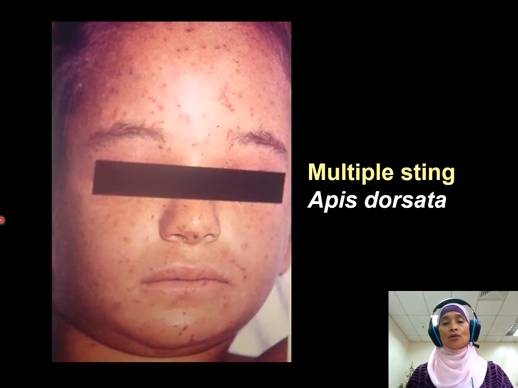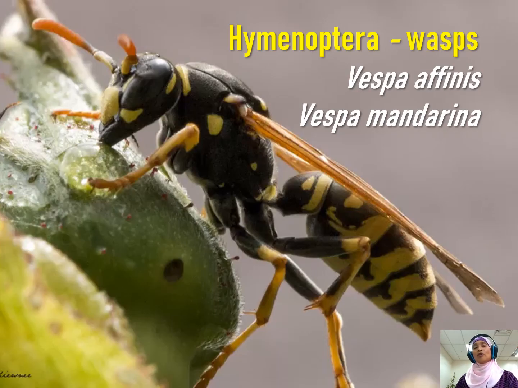This is a photo of what looks like a child who has been stung by multiple bees. As you can see, there are multiple lesions on this patient's skin. Another member of the venomous insects from the superfamily Hymenoptera are the wasps.